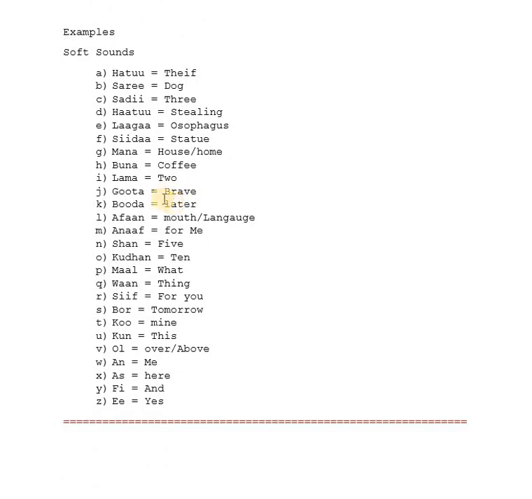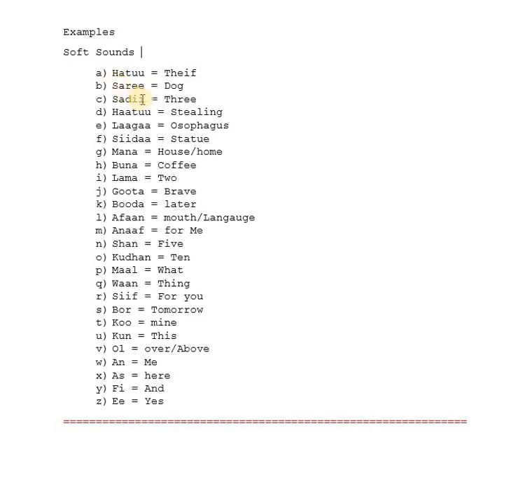Here, examples. In all of these, we don't have any double consonant, because all of them are soft sounds. Hatu, we have seen that. Sare, sadi, hatu. You can tell the difference between these two if you listen to the previous video. Hatu, laga, sida.